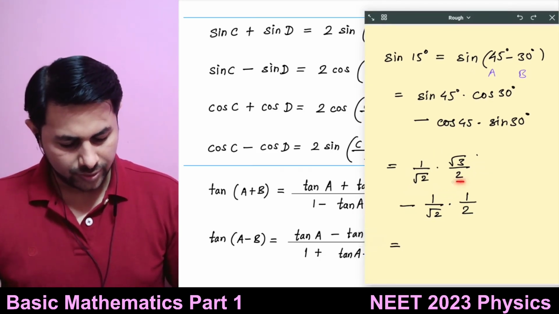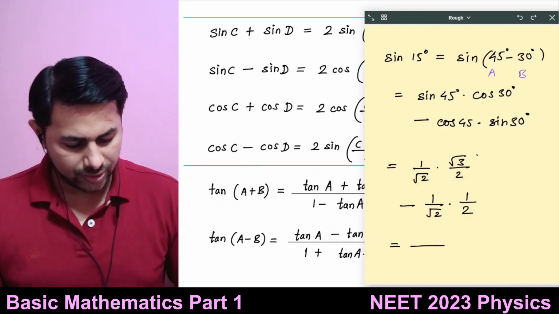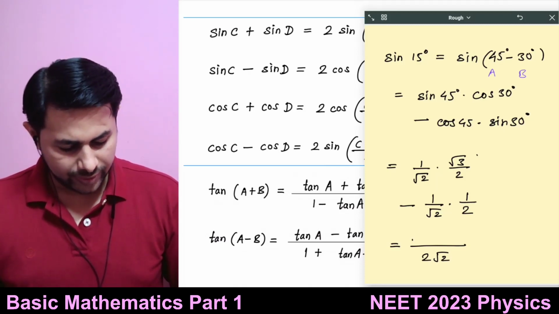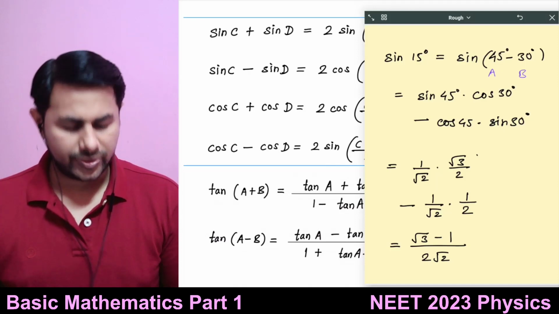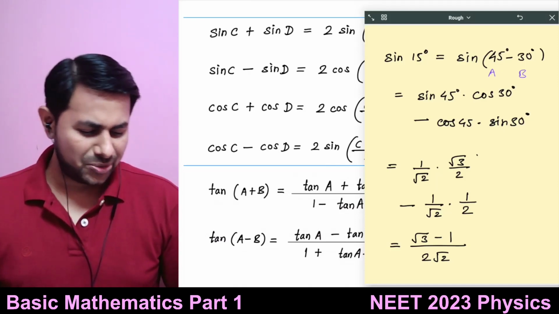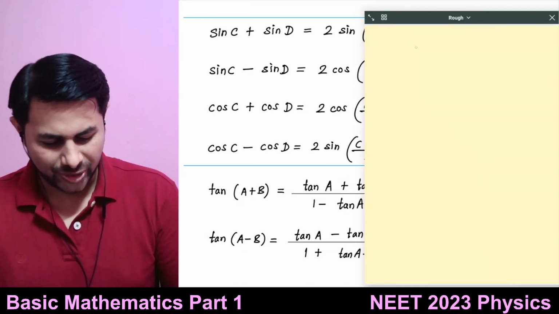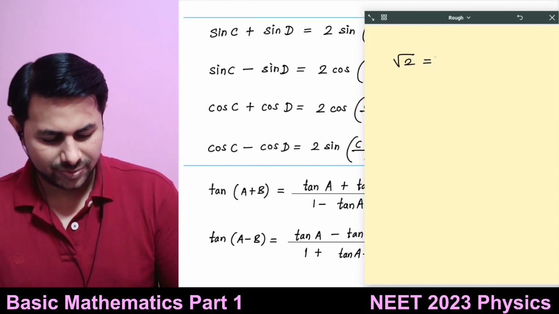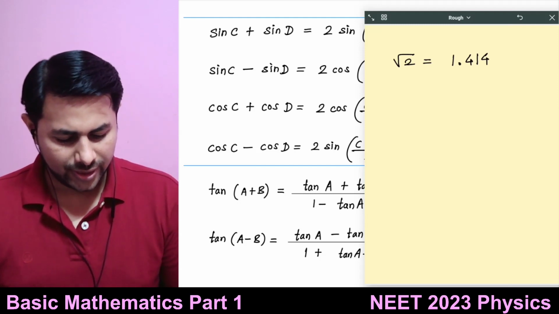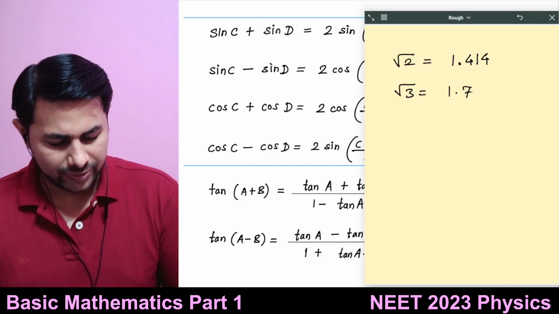It is root 2 multiplied by 2 and root 2 multiplied by 2. So we can write in denominator 2 root 2 and numerator will be what? Square root of 3 minus 1. Okay, and we should remember two square roots also, at least two. What are they? Square root of 2 is 1.414, and square root of 3 is 1.732.